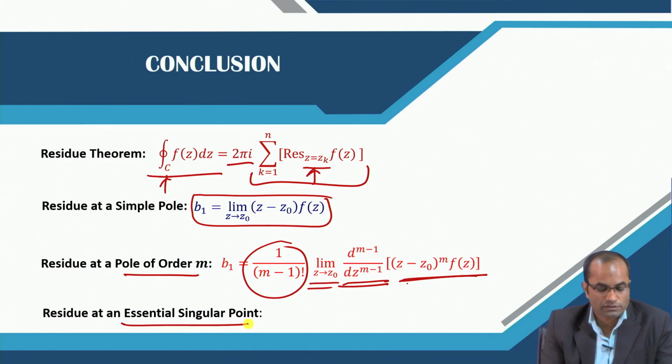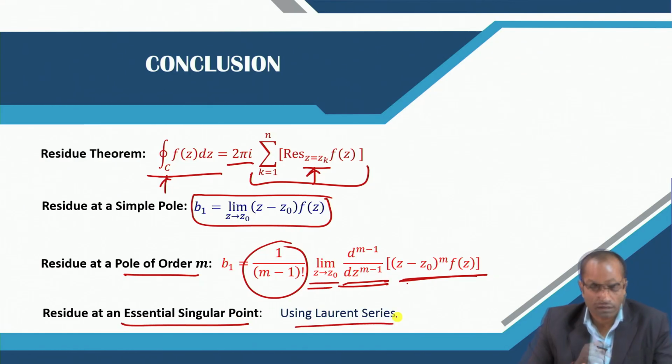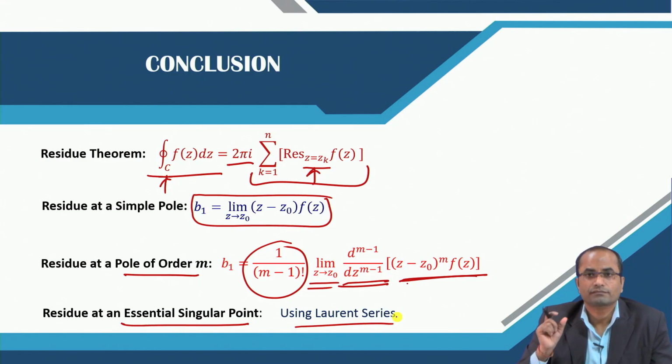If it is an essential singular point, we have to use the Laurent series expansion, and then we can find the coefficient of the first term where the negative powers start.